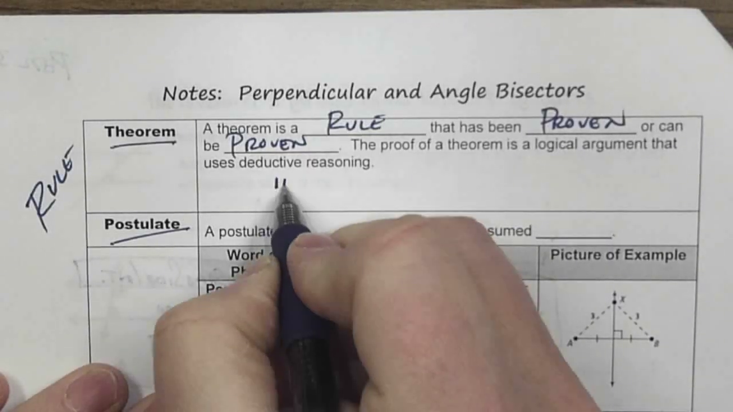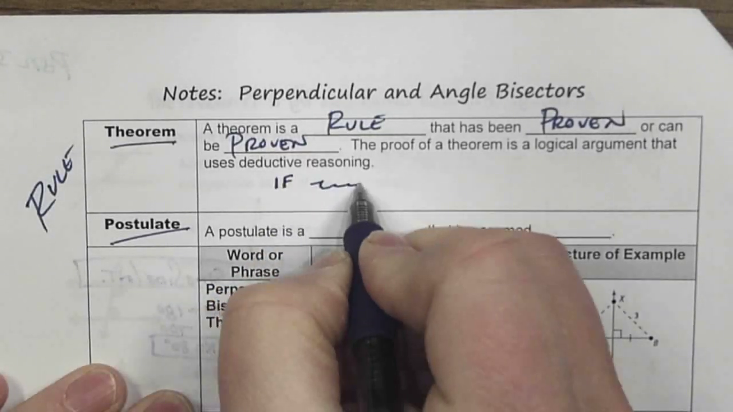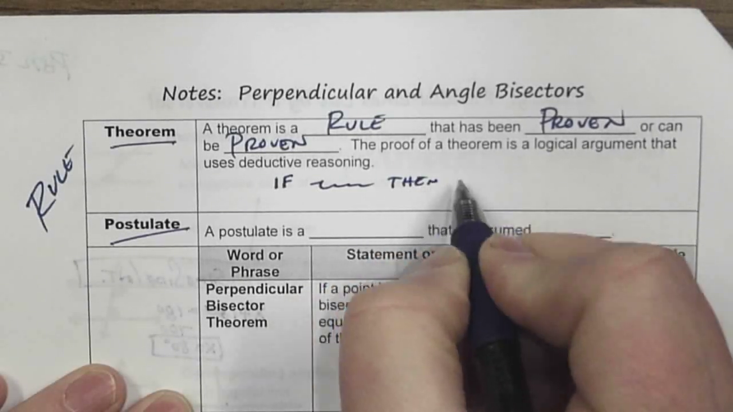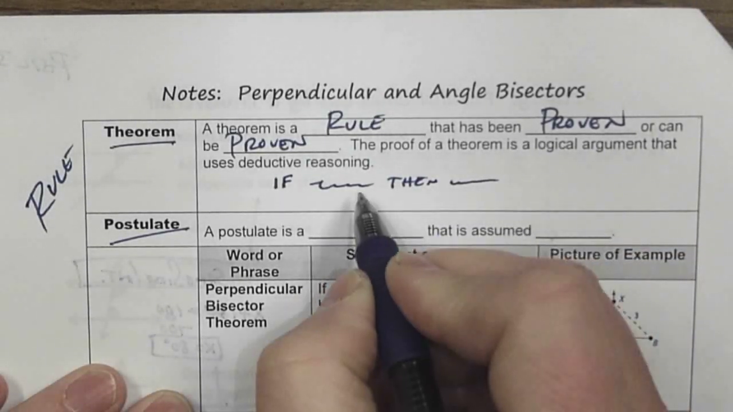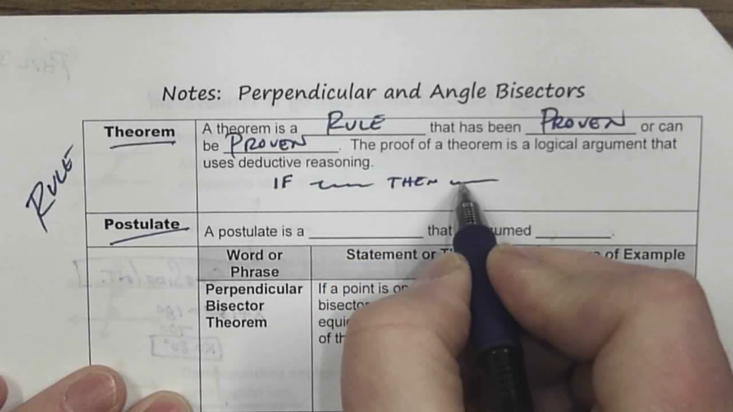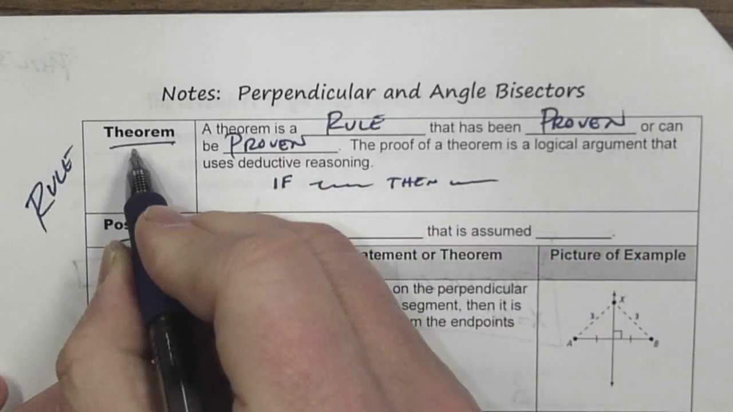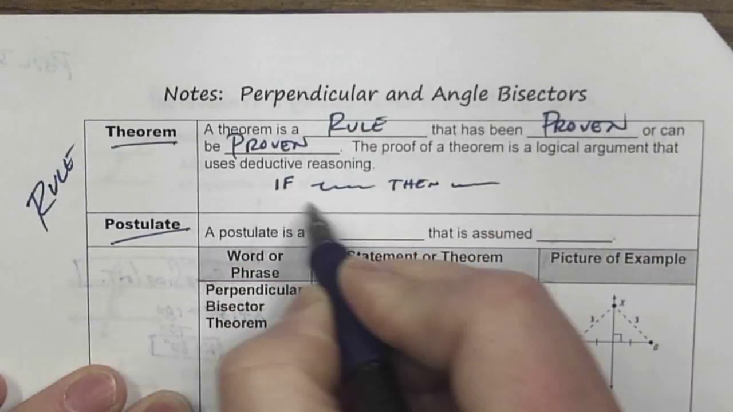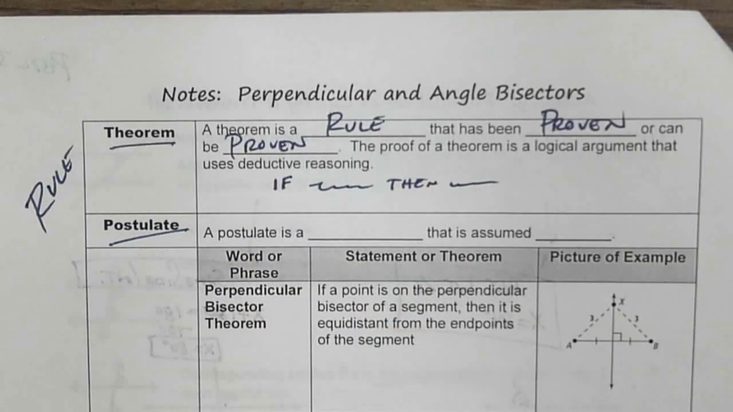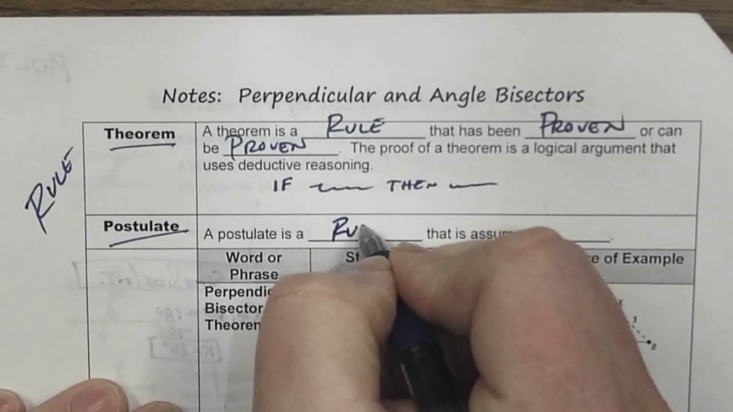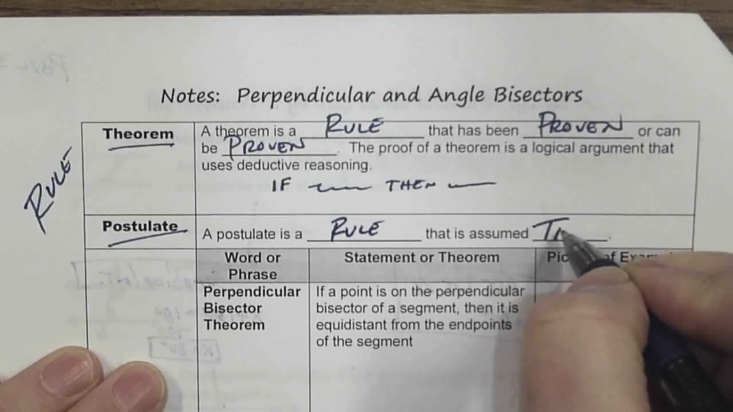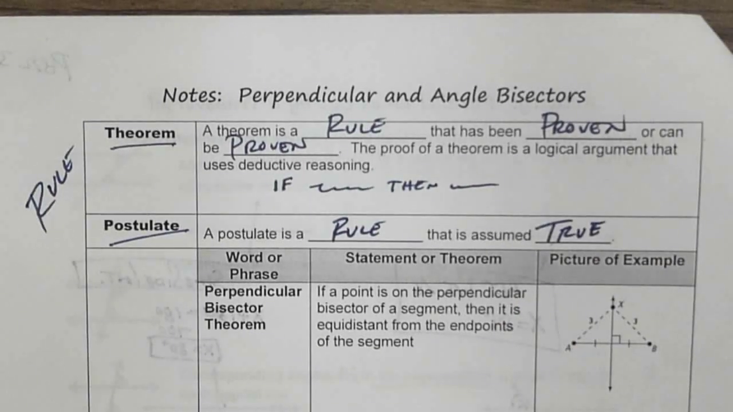A theorem tends to go something like, if blah, blah, blah, blah, then blah, blah, blah. Okay? So if this happens, then we know that that is true. And if it is a theorem, then this conjecture statement is proven to be true. A postulate is still a rule, but it is assumed true. Notice it is not proven. It is not proven. One of the most famous postulates is the segment addition postulate.